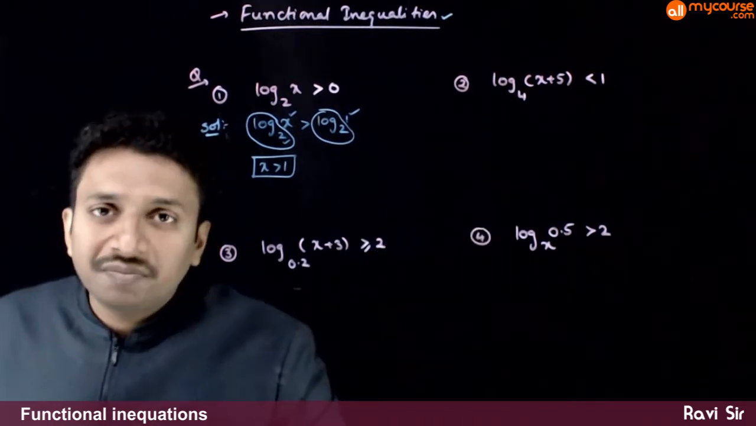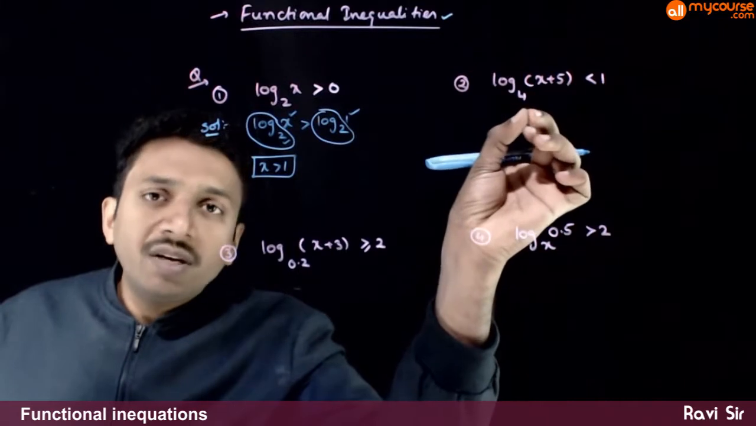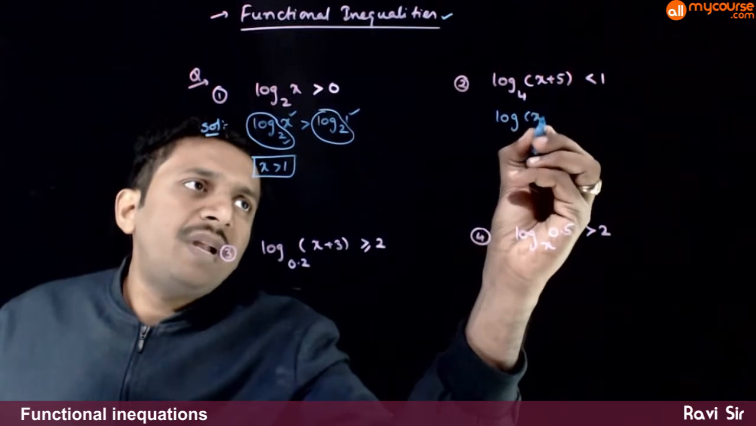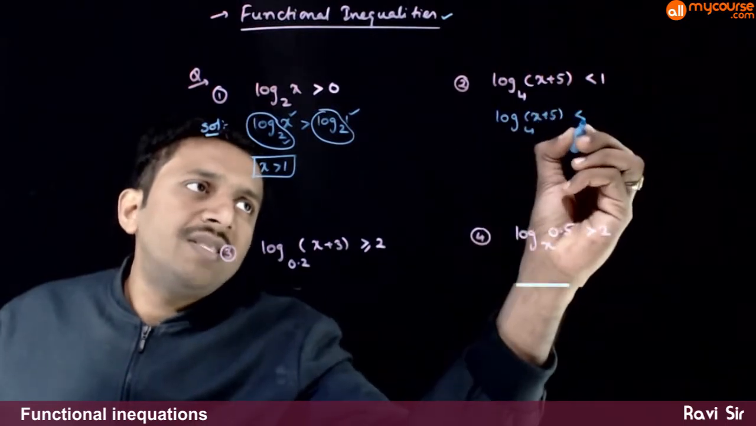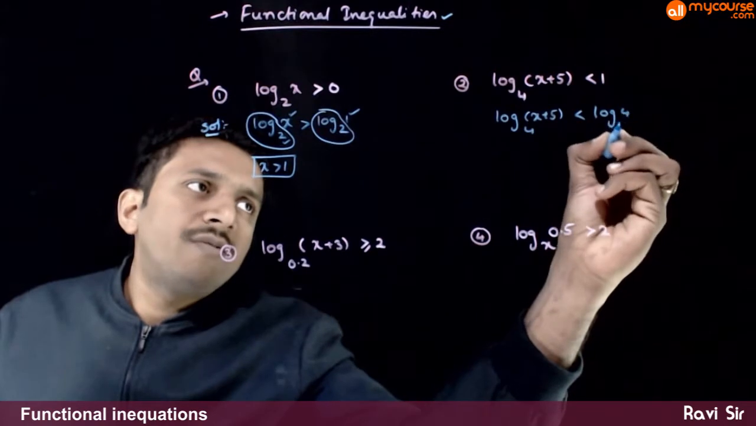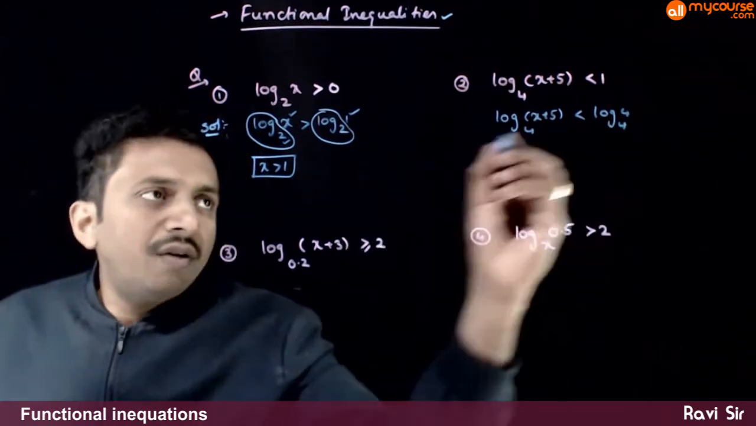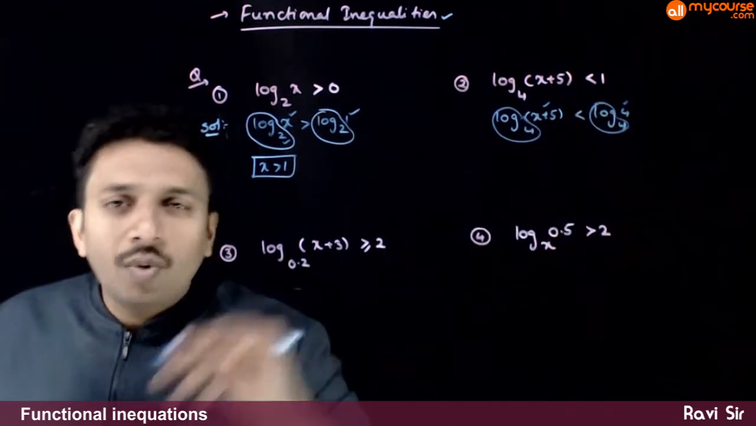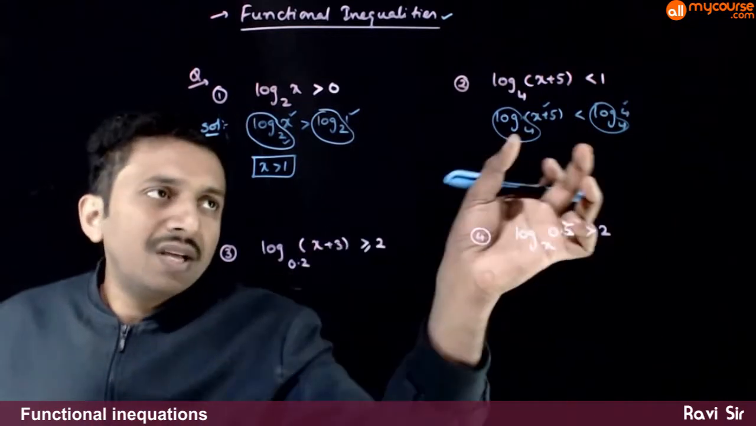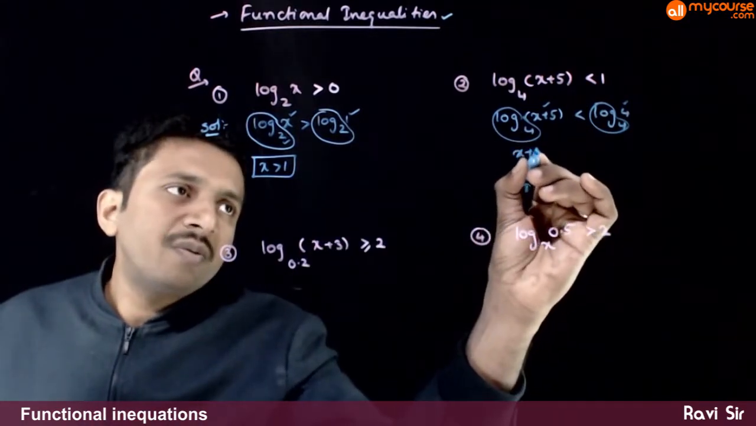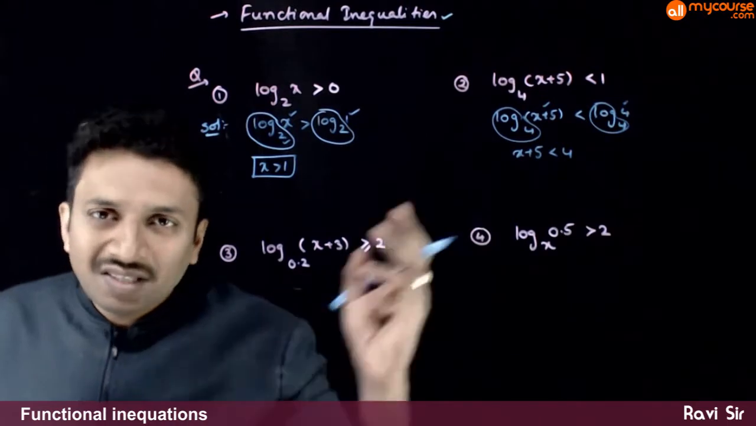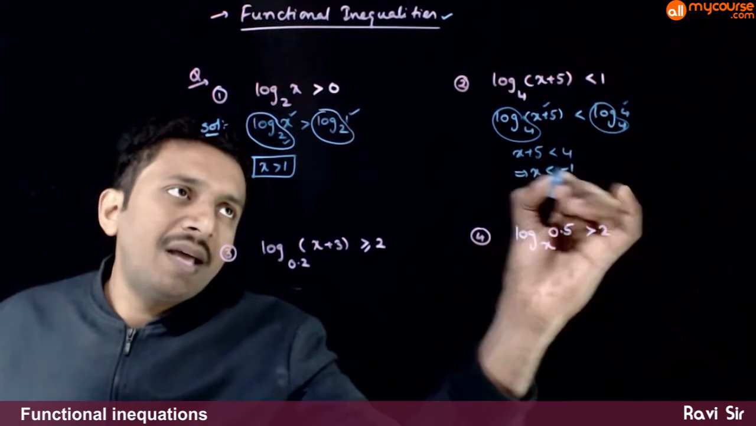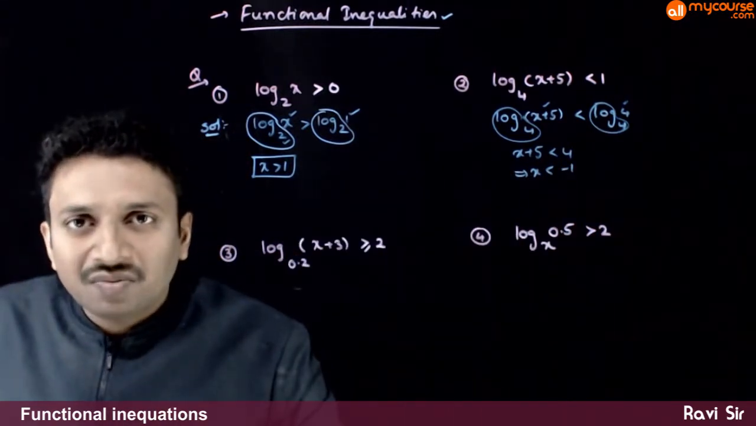Now if you go to the next question, log of x plus 5 to the base 4 is less than 1. This can be written as log of 4 to the base 4. So now if you want to go to x, let us remove this function. Log to the base 4, what is the nature of this function? It's an increasing function, so I can remove this. So the arguments follow the same sign because I'm removing an increasing function. This implies x is less than minus 1. x is less than minus 1.